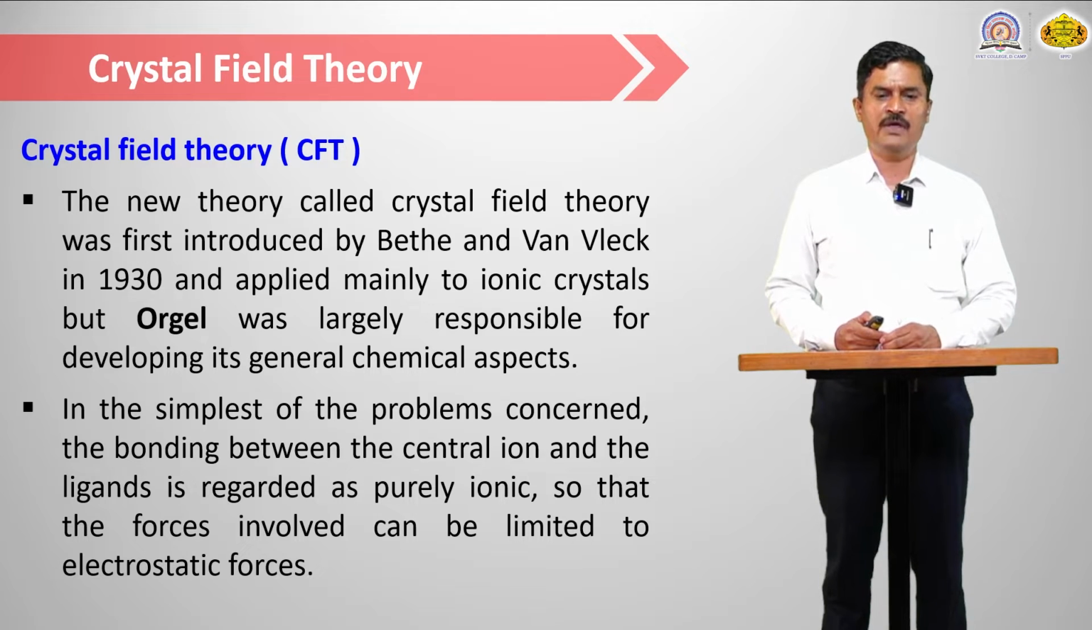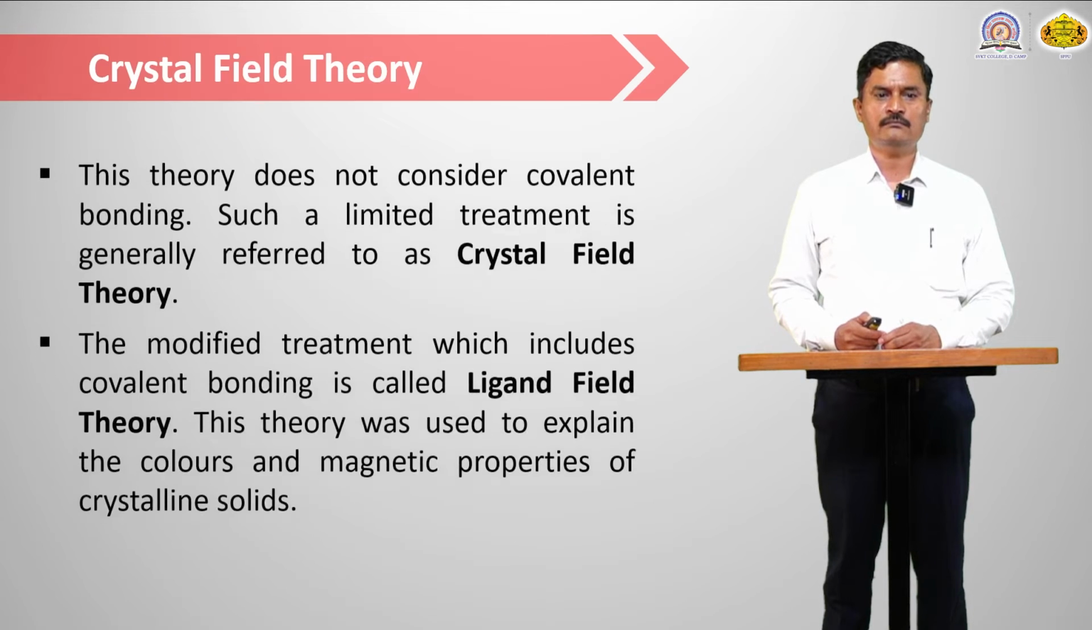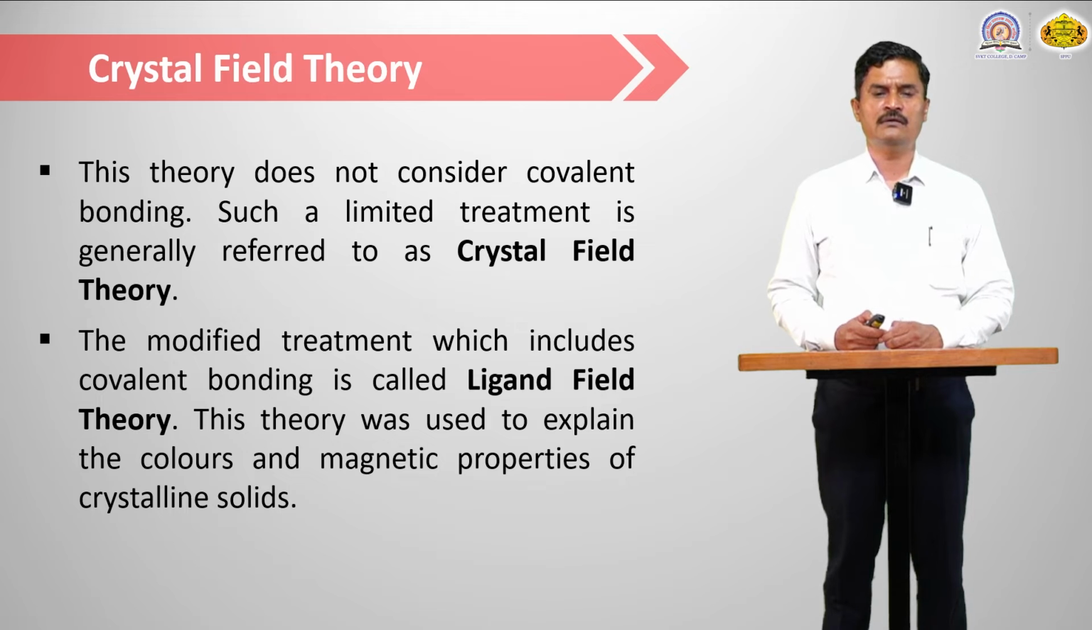In the simplest treatment, the bonding between the central ion and the ligands is regarded as purely ionic, so that the forces involved can be treated as electrostatic forces. That is, the ionic bond is an attraction between positive and negative poles, a bonding due purely to electrostatic forces. This theory does not consider covalent bonding. Valence bond theory completely depends upon covalent bonding, while this theory considers only ionic bonding.